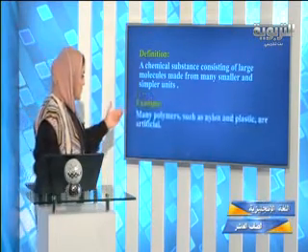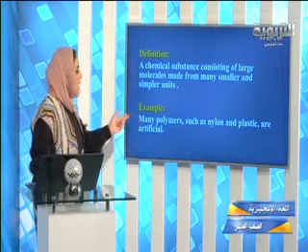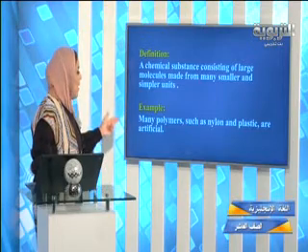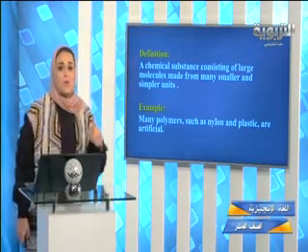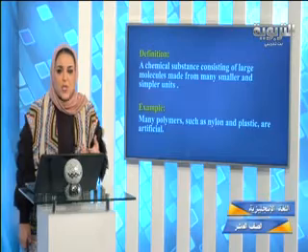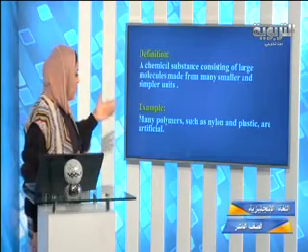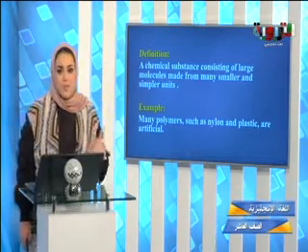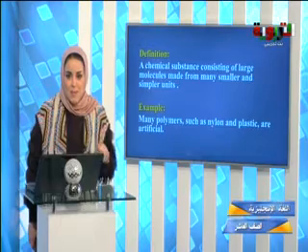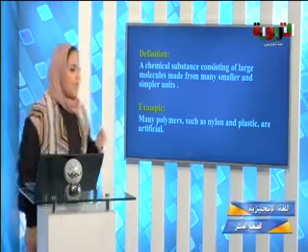For example, let's read the example. Many polymers such as nylon and plastic are artificial. So like the nylon or the plastic, they are artificial. They are made up from what? From polymers. Many polymers, which is a chemical substance.